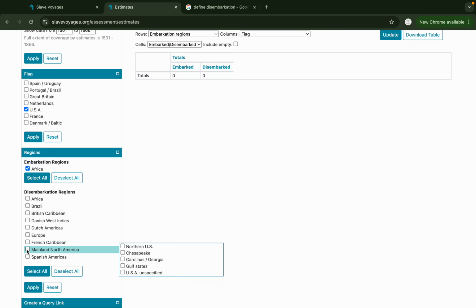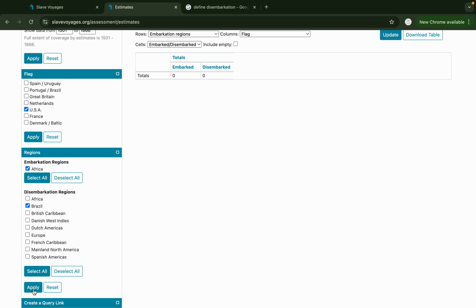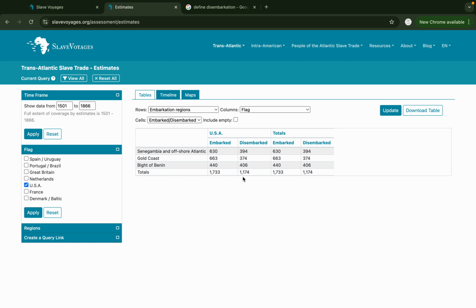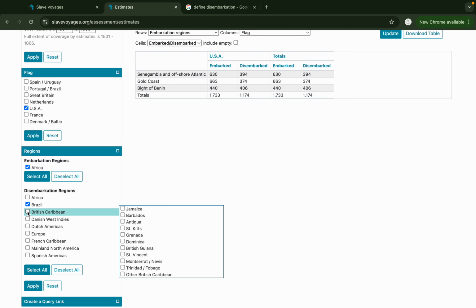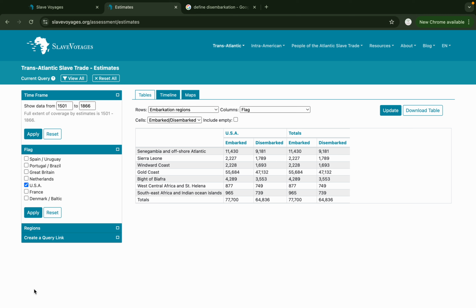Oh, let's look at Africa to Brazil. That's a small number too. It's actually smaller than I anticipated. So to the British Caribbean. Okay, these are greater numbers.